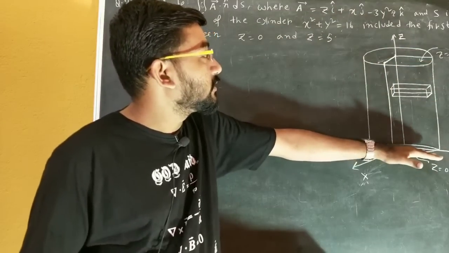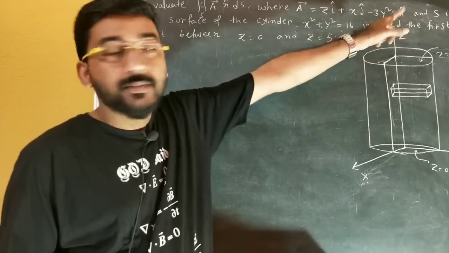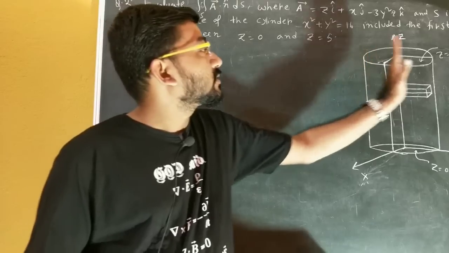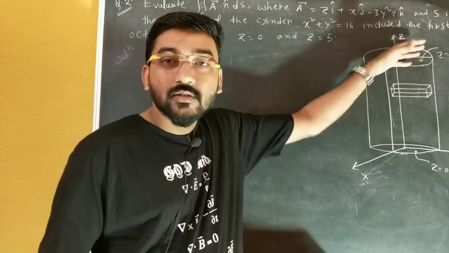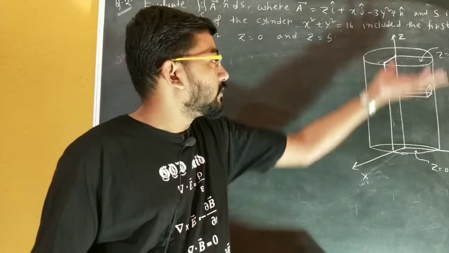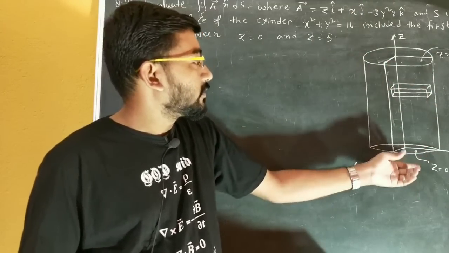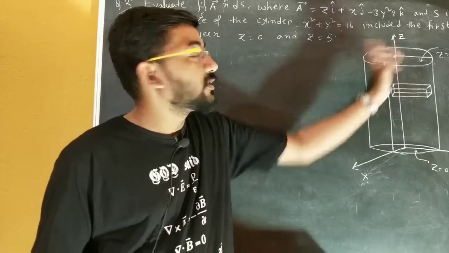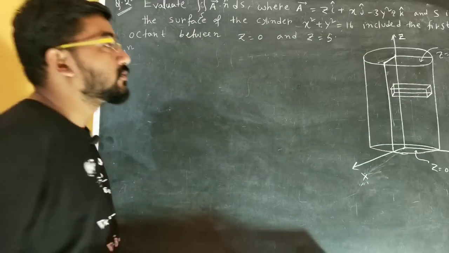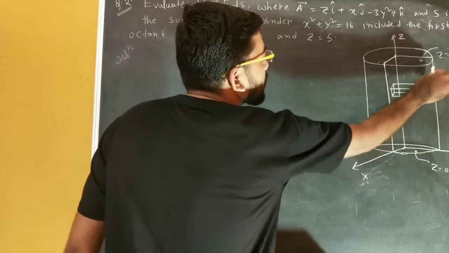So we have to take the surface S as the surface of the cylinder, but only in the first octant, between the z is equal to 0 and z is equal to 5 planes. So this is the surface.